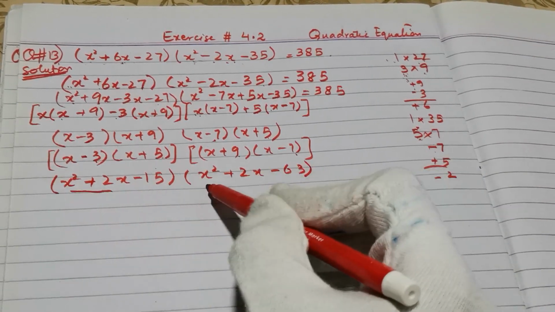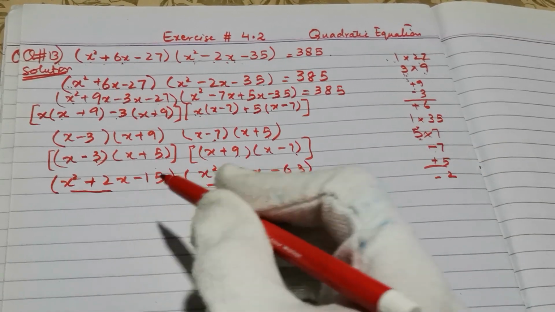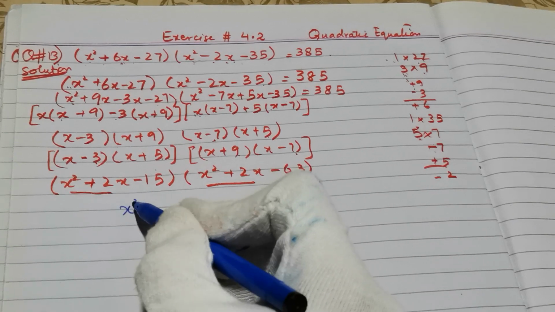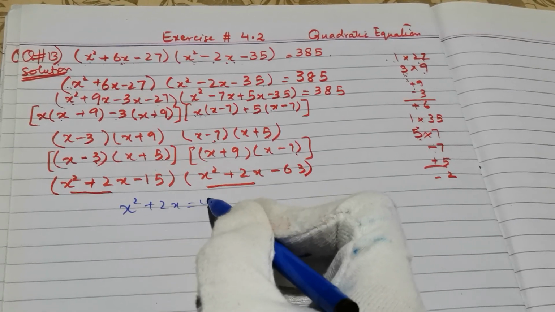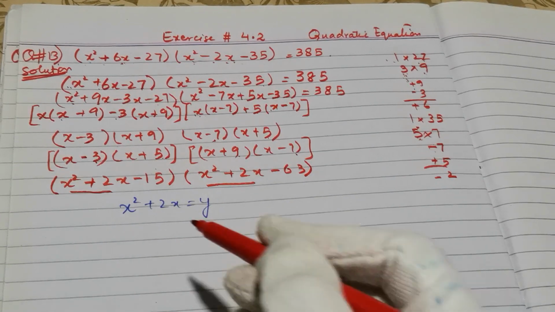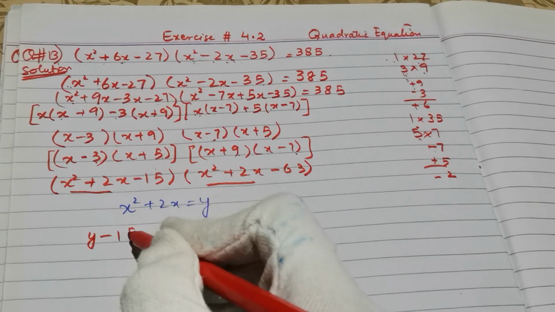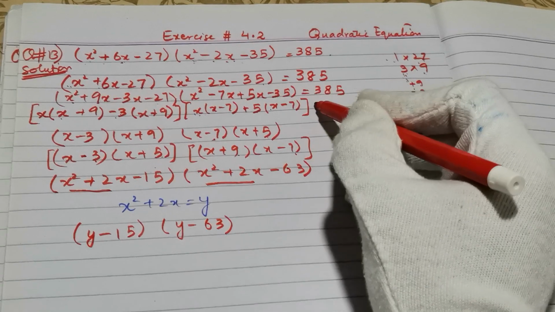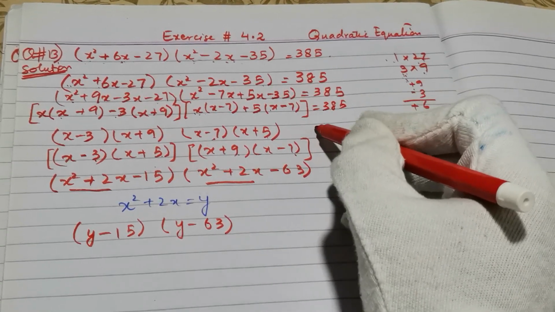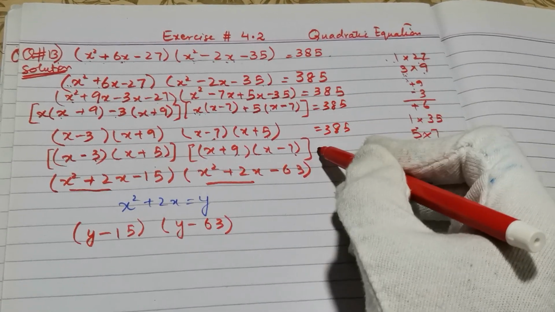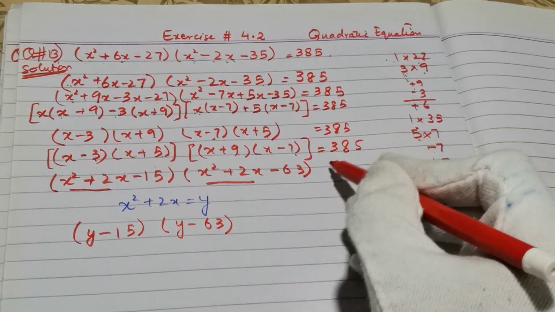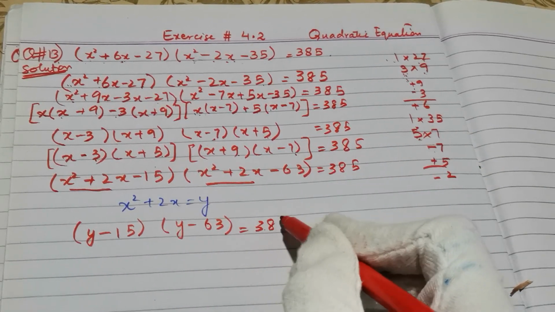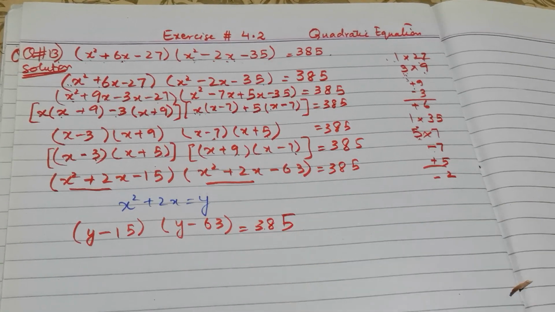Now this term and this term are the same, so we suppose x square plus 2x is equal to y. When we consider this, our equation becomes easier: y minus 15 and y minus 63 equal to 385.